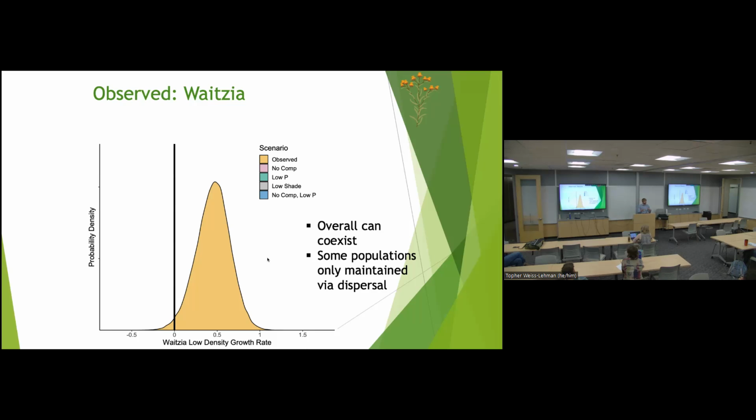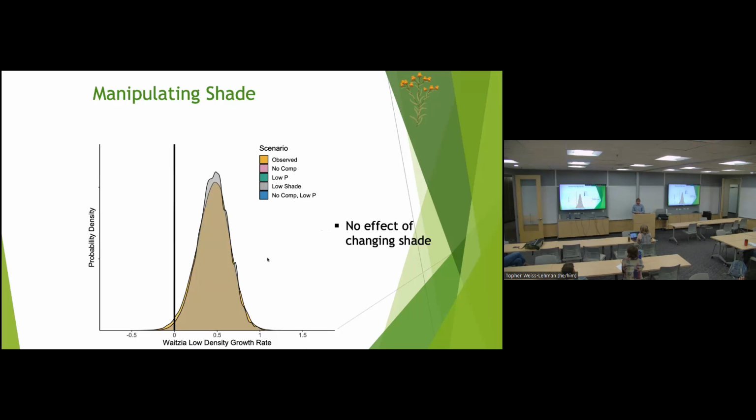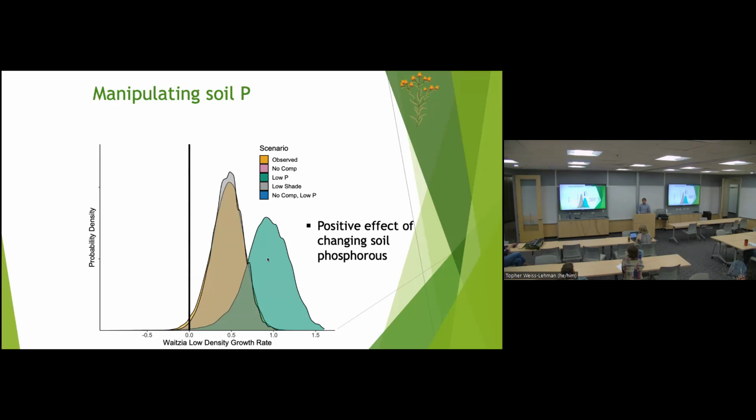But now we can use our model results to really get at direct manipulations of different parameters of the system. For example, we can look at if we changed canopy cover or shade, and show that, similar to the results I showed before, there's a very weak effect along that gradient in terms of intrinsic growth rate. We don't see much of a change in terms of low density growth rate when we change shade. In contrast, when we lower soil phosphorus, we can see this big payoff in terms of Weightia being able to coexist much better here.